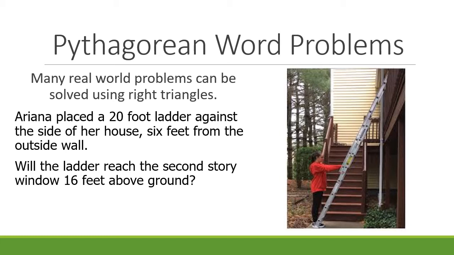Another kind of problem with right angles is a ladder problem. Here we have Ariana, who placed a 20-foot ladder against the side of her house, 6 feet from the outside of the wall. The question is, will the ladder reach the second-story window, which is 16 feet above ground? Now, this picture looks very realistic, but when you're solving a problem, you may want a simplified diagram.